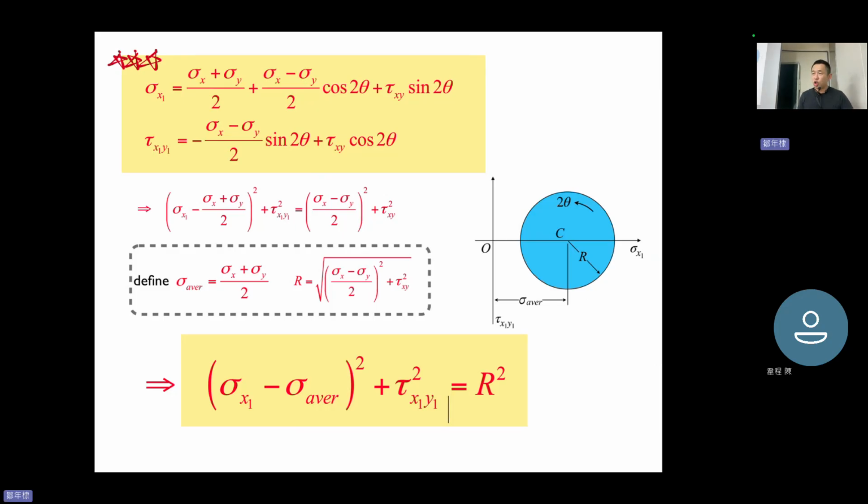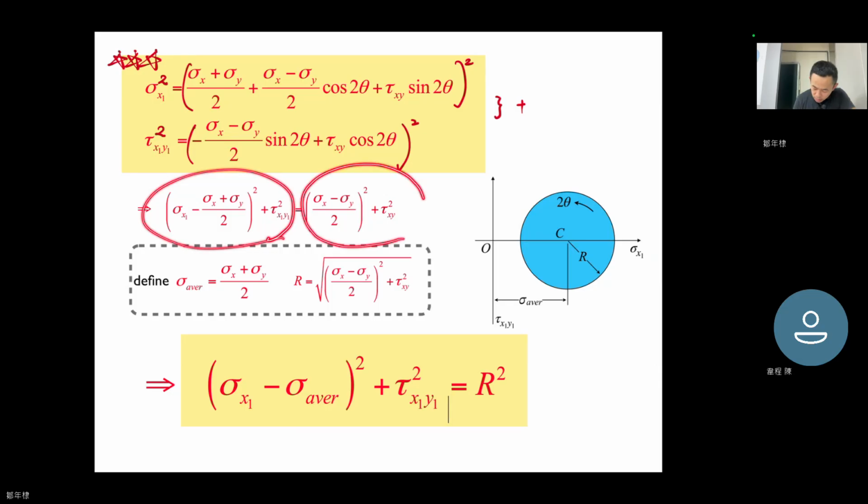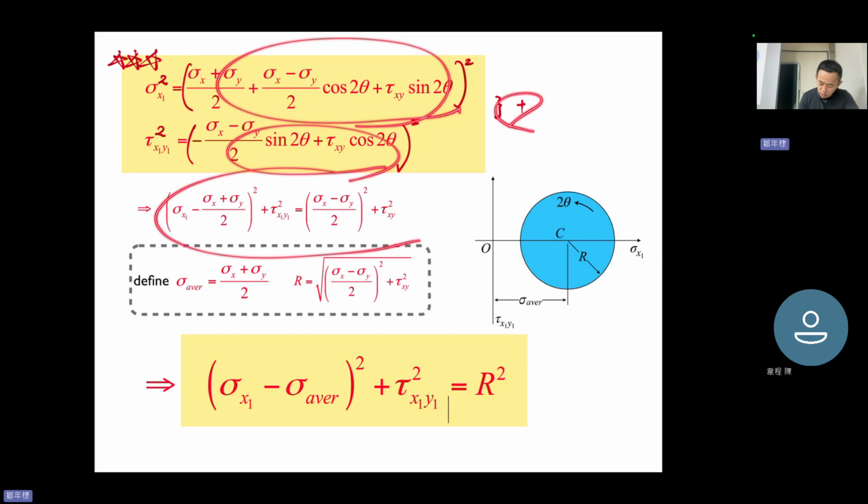Genius scientists, genius mathematicians, ancient mathematicians, found that if you square them and sum them up together, what will it look like? It will look like this. If you square them and sum them together, it becomes this one.